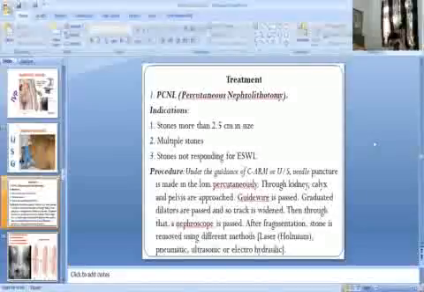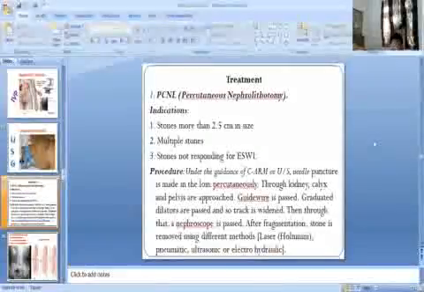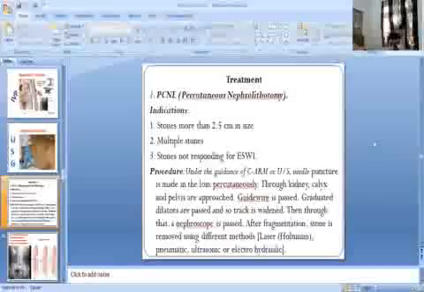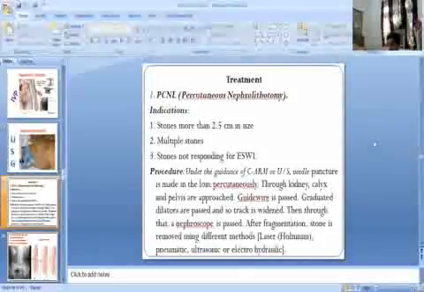The treatment part will start in the next class. So students, this is all about the types of renal stone and diagnostic techniques of renal stone.